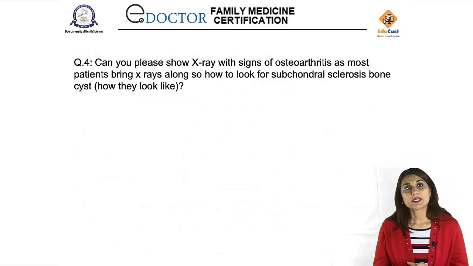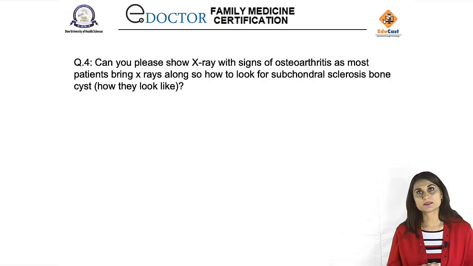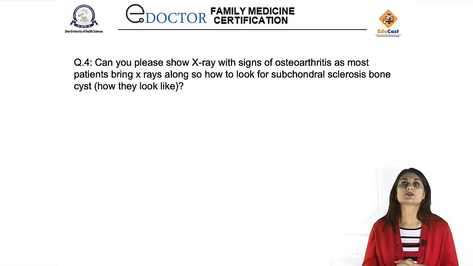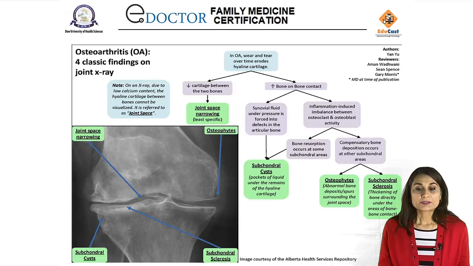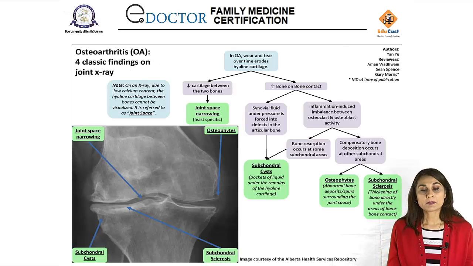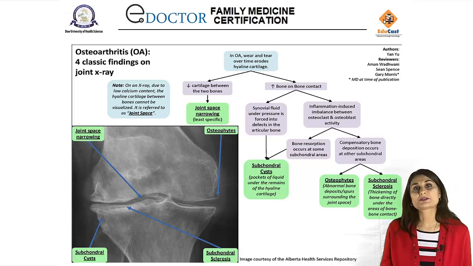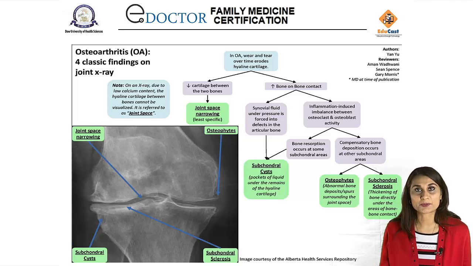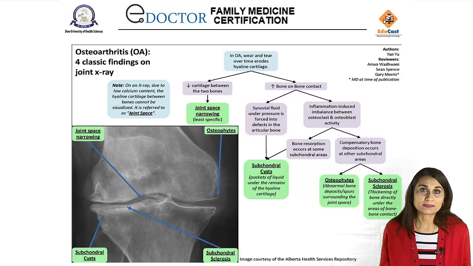The next question we have: can you please show us an X-ray with signs of osteoarthritis? As most patients bring X-rays along, how do we look for subchondral sclerosis and bone cysts, and how do they look? Okay, so here is the thing. I'm going to show you the X-ray findings, but before that, I would like to take you back a little bit to how these findings are produced. What's the pathophysiology behind it? That way you can better understand.